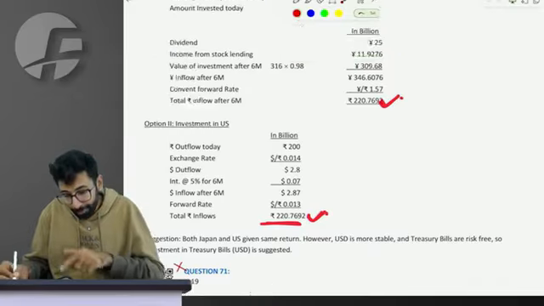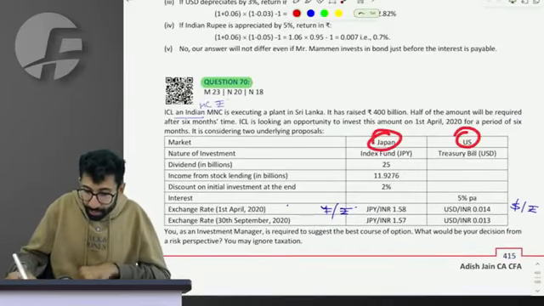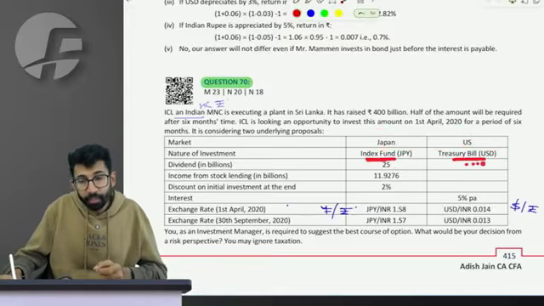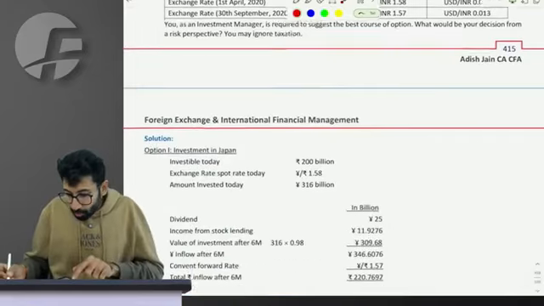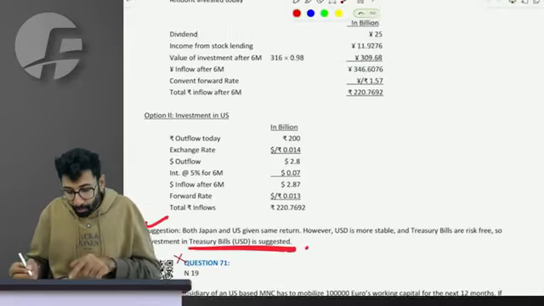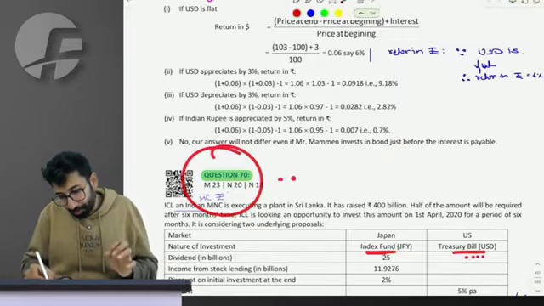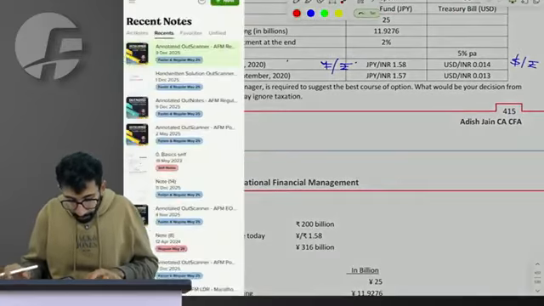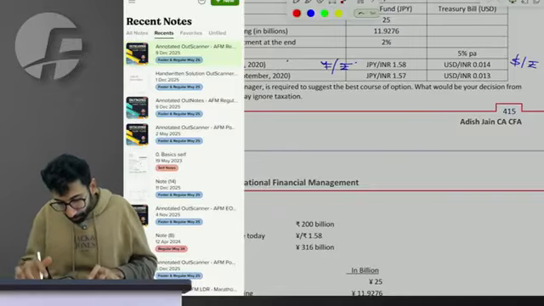Then which one will you prefer? Sir, if the returns are the same, then risk is to be considered. This is the stock market, this is the bond market. So the bond market is better, which is why we say treasury bill is suggested, and that solves question number 70. Correct? Fine. Sir, there are various other questions on investment.